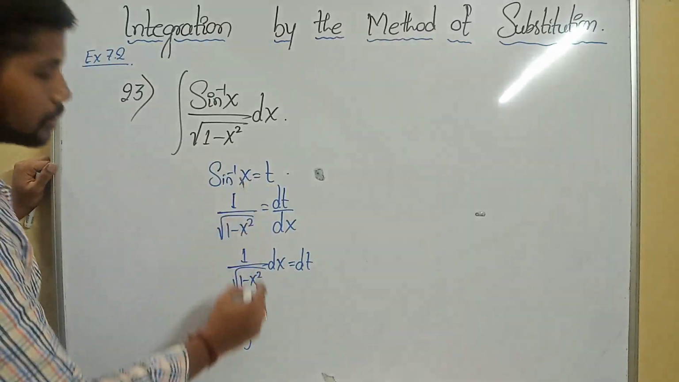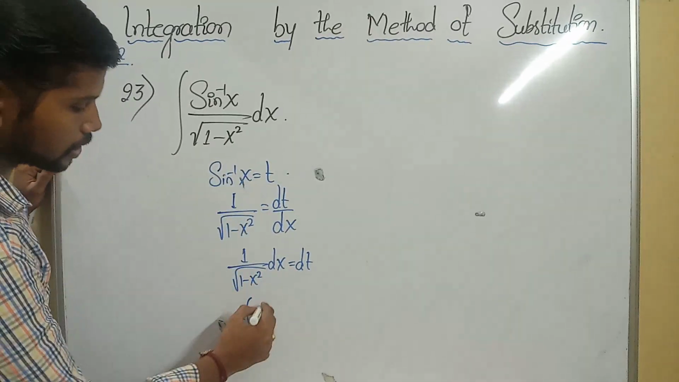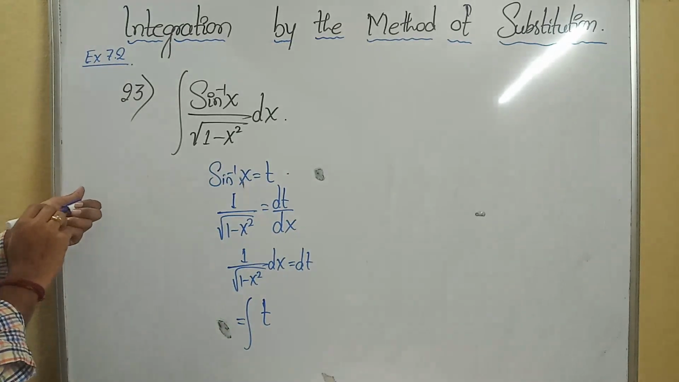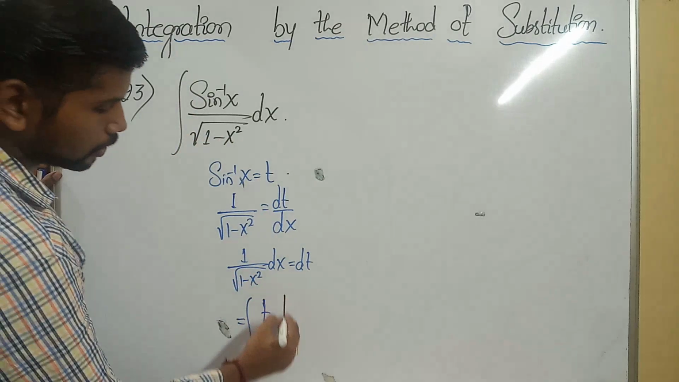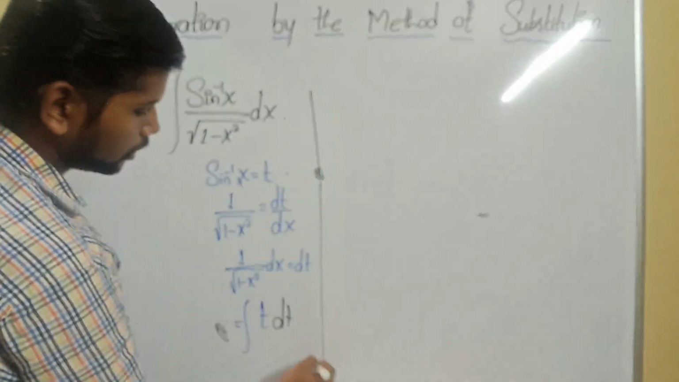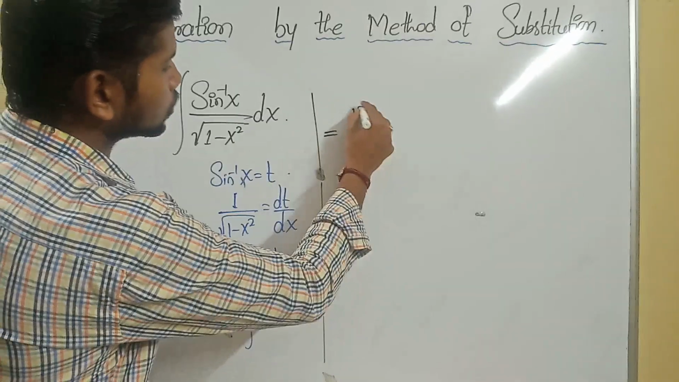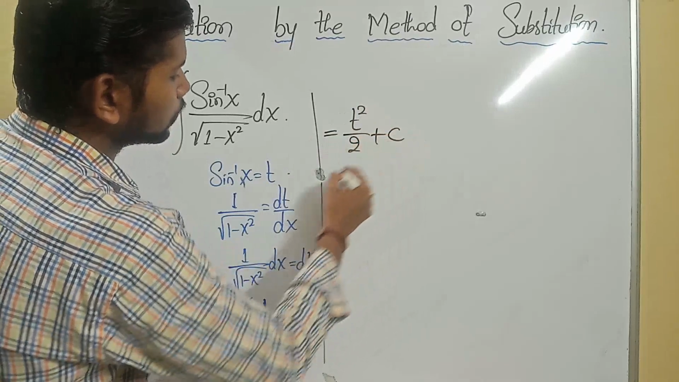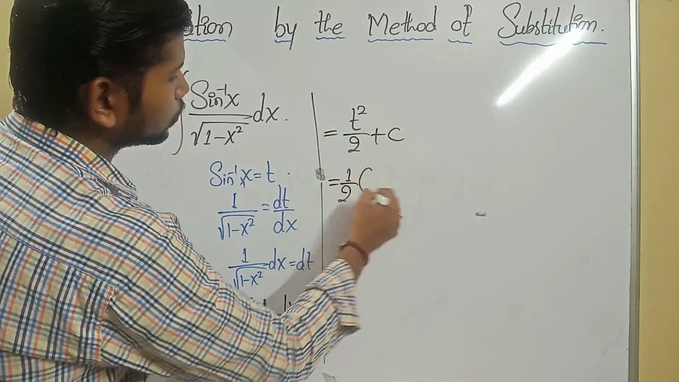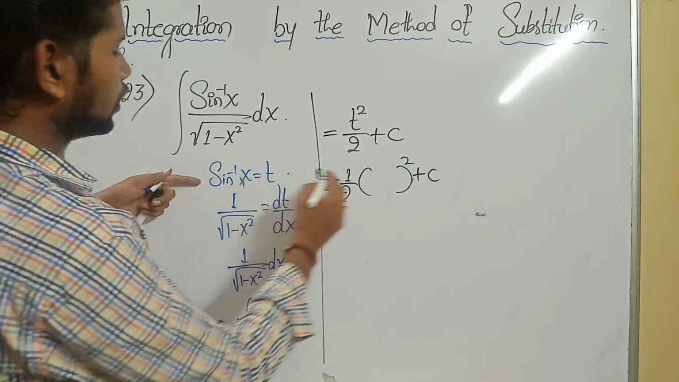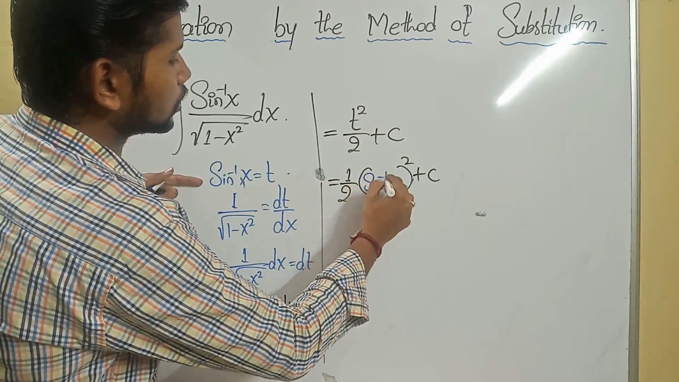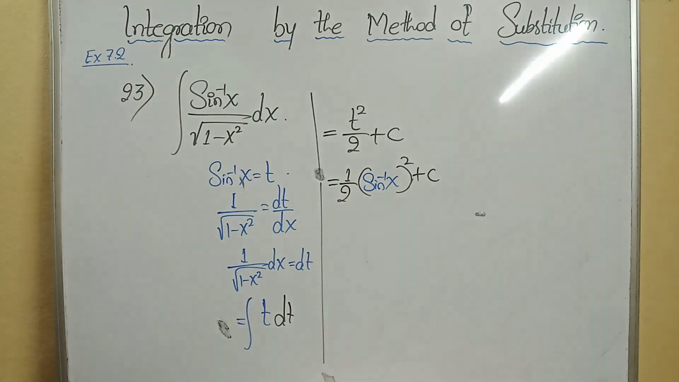Sin inverse of x as a t. What is 1 divided by the square root of 1 minus x square, dx? It will be dt. Now the integral of t will be t square by 2 plus c. Now I'd like to write 1 by 2 times the t value square plus c. What is the t value? The t value will be sin inverse of x whole square. Got the point clearly?